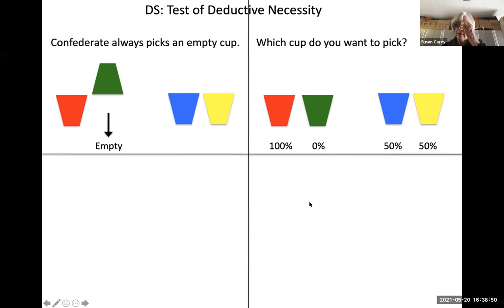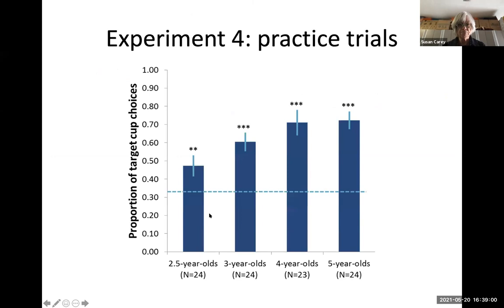So this is a way of trying to see whether this two cup task leads to deductive certainty. Okay. So first of all, what happened on the practice trials? The Confederate modeled what you're supposed to do, but did children actually do that?